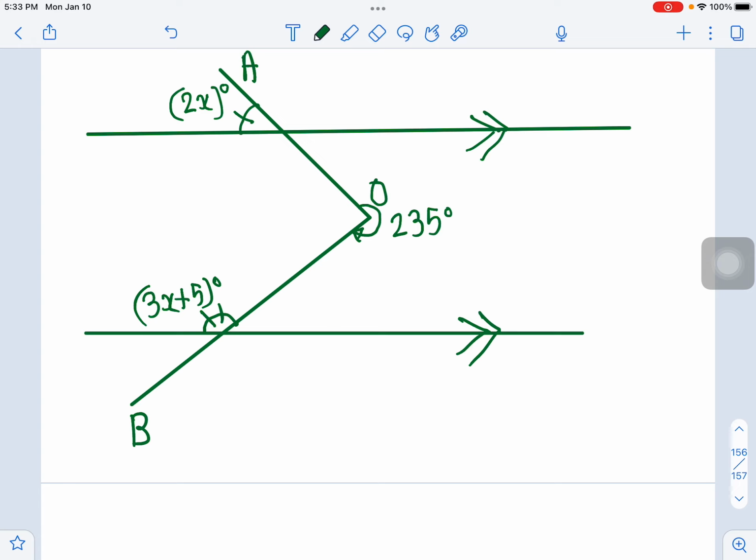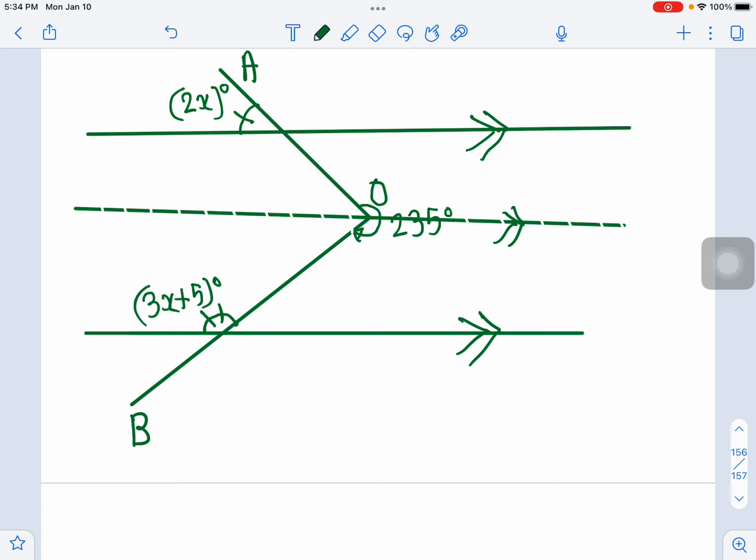The way we would approach this is, first of all, draw an auxiliary line which passes through the vertex O of that V-shaped structure. Draw an auxiliary line such that it is parallel to the given two lines. So this is a dotted line. It's an auxiliary line which was not existing, but I drew it parallel to the given two lines.